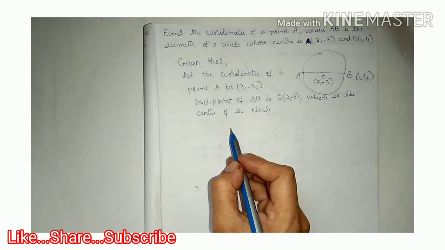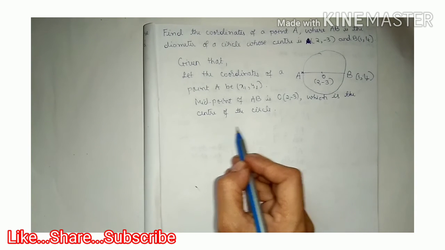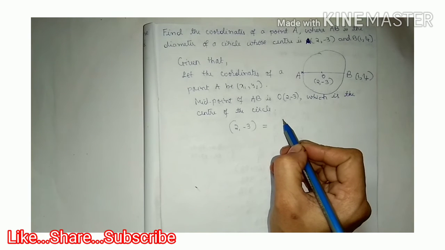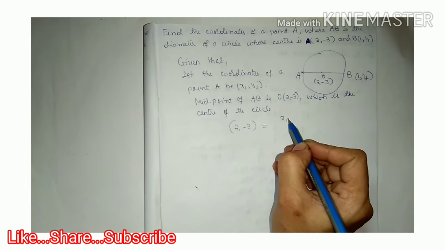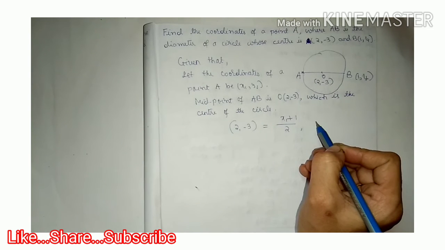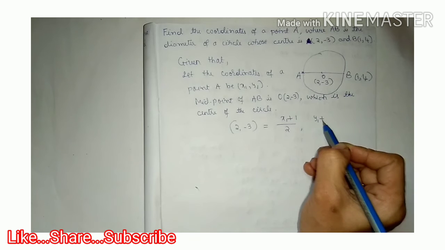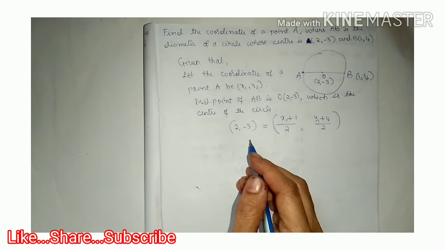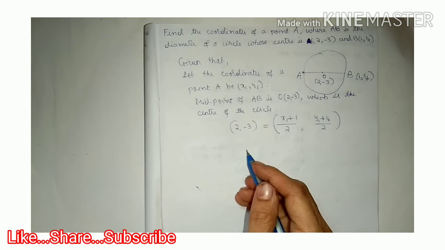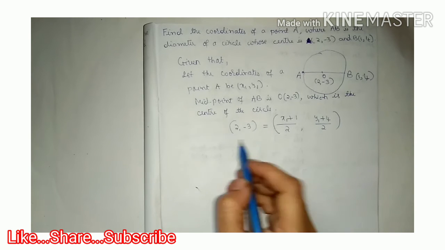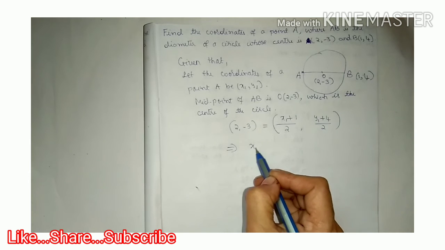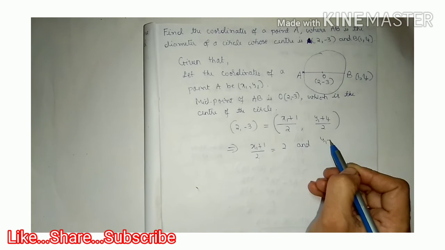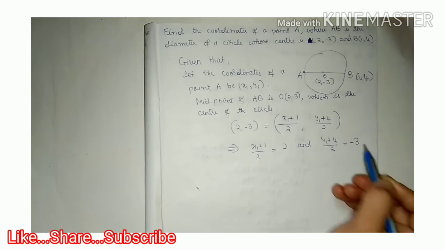Using the midpoint formula, (x1 plus x2)/2, (y1 plus y2)/2 equals (2, minus 3). Here, (x1 plus 1)/2 is equal to 2 and (y1 plus 4)/2 is equal to minus 3.